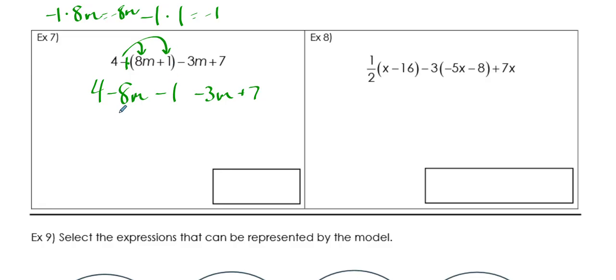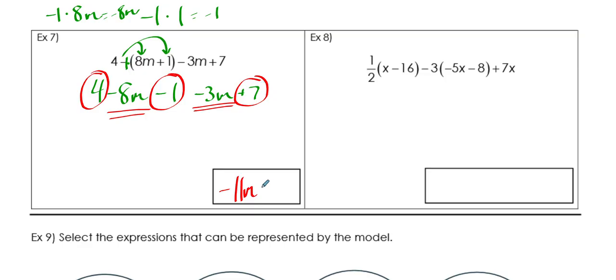Now we can combine like terms. I have an m there, I have an m there. I'm going to subtract those two. Negative 8 minus 3 is negative 11m. And then I have 3 like terms for constants here. 4 minus 1, that would be 3, plus 7, that's 10.